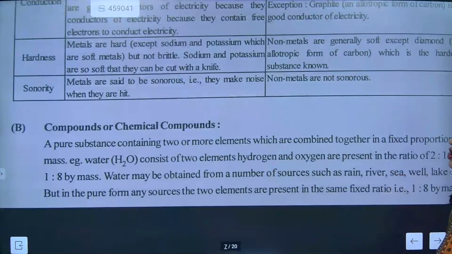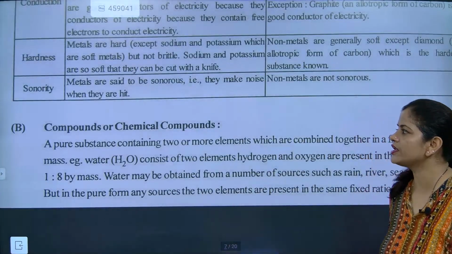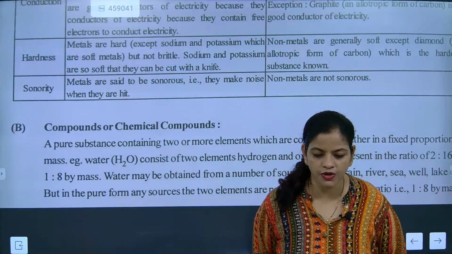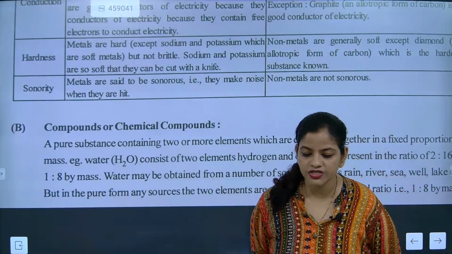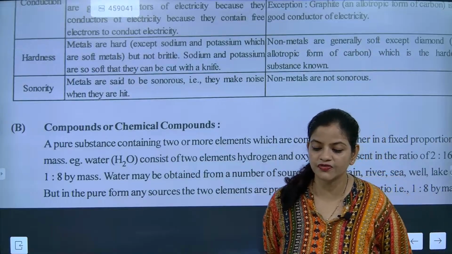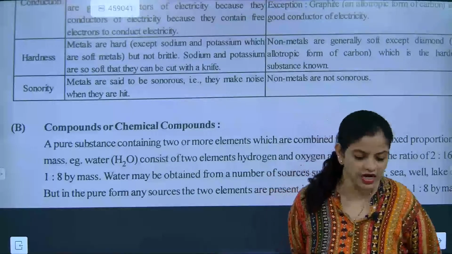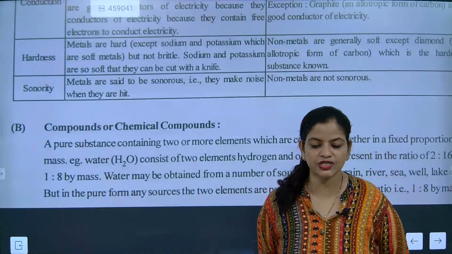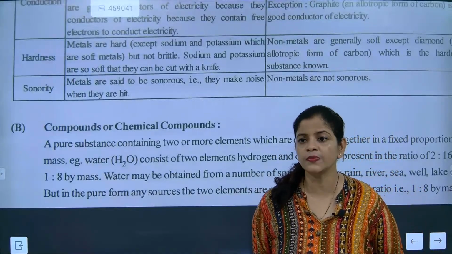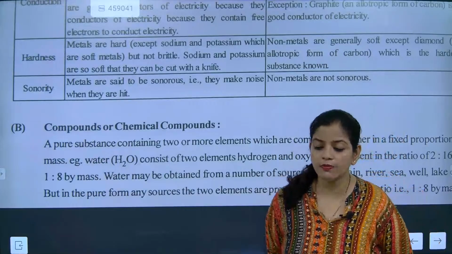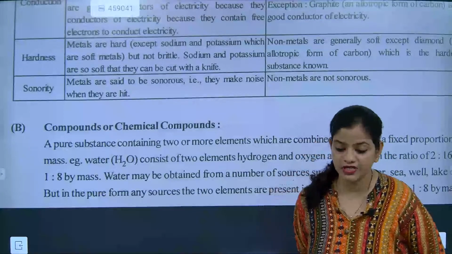Now next we are going to talk about chemical compounds. So now, beta, we are going to form compounds. I hope everybody understood these differences between metals and non-metals. Now we are going to talk about compound formation.